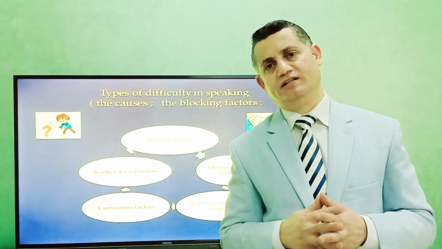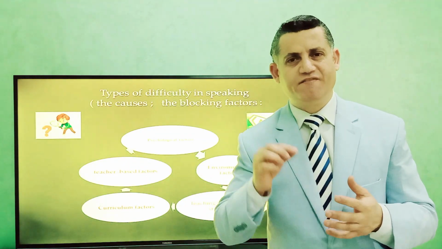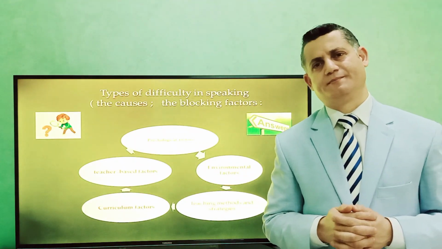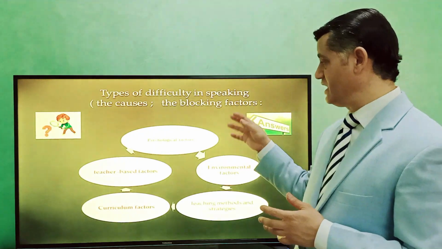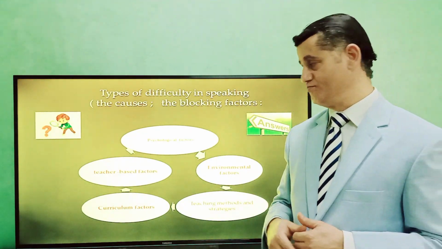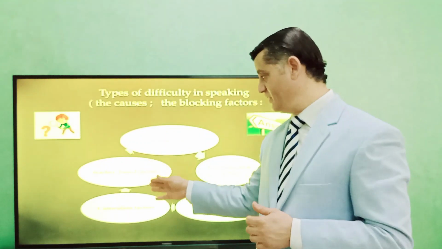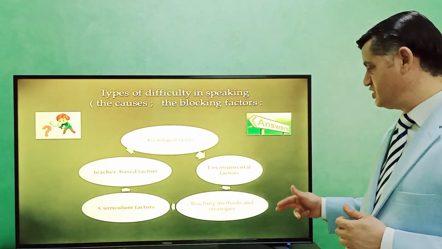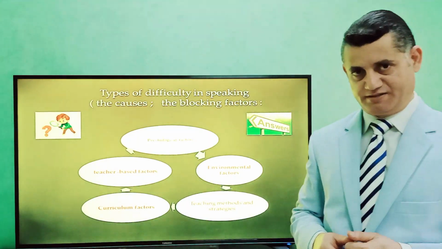Difficulty in English. Difficulty makes an English speaker stop speaking. The first one is psychological factors, which we will discuss in this video. And teacher-based factors, curriculum factors, environmental factors, teaching methods, and strategies.